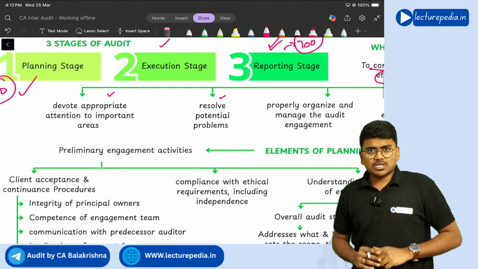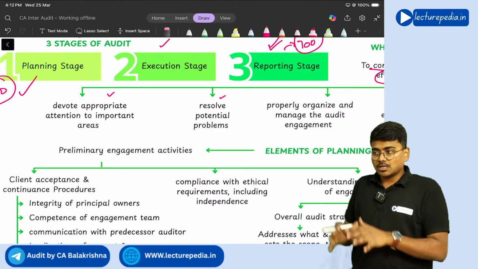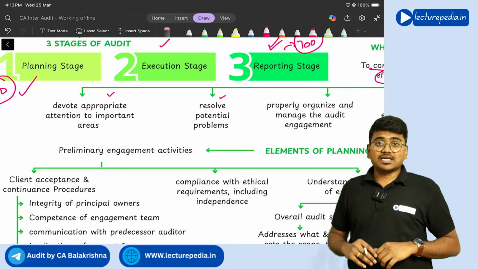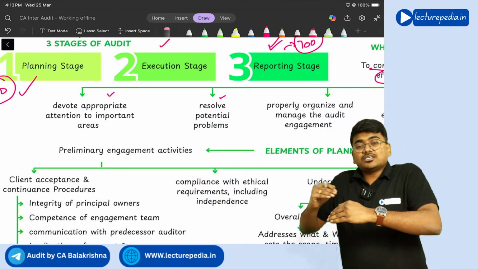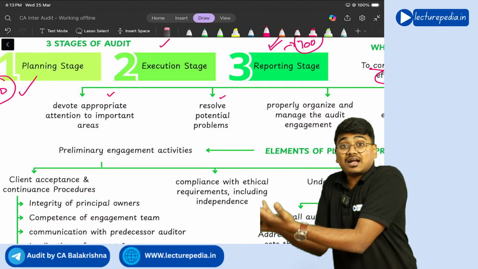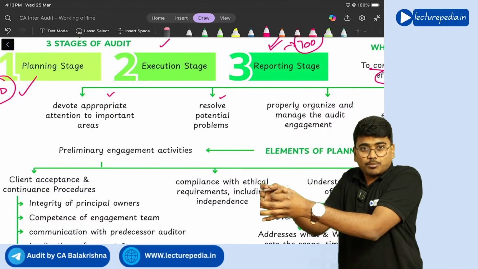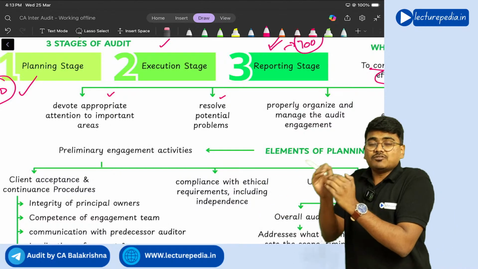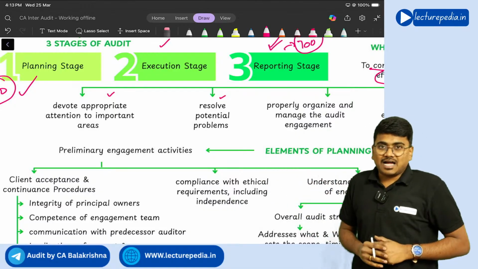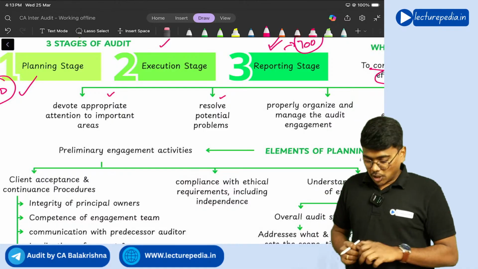Next, you can also resolve potential problems. Potential problems means presently that problem is not there, but it might occur in the future. So potential means the one which can occur in the future. So you can guess the potential problems and solve them before those problems occur. That is possible if you properly plan the audit.